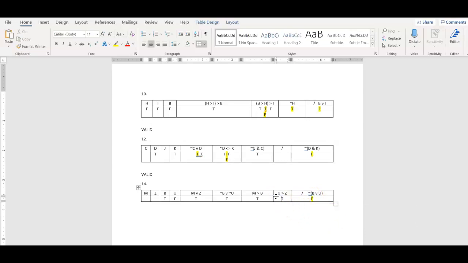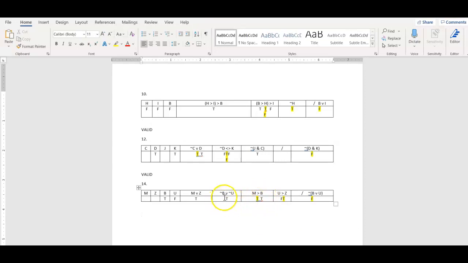And again, the reason I picked those values wasn't just random, because if U is false here, then this conditional has a false antecedent, and so the whole conditional is going to come out as true. So making U false gives us this premise come out true, and making B true is going to make this premise come out as true as well, since if the consequent of a conditional is true, then the whole conditional is going to be true.